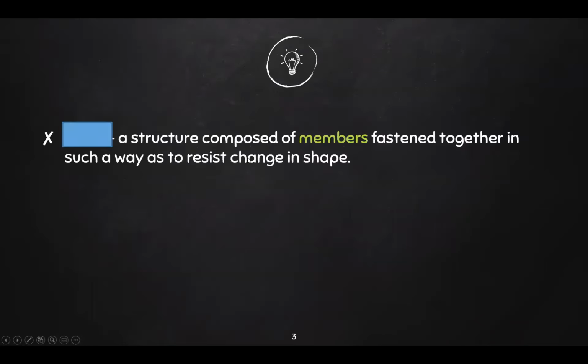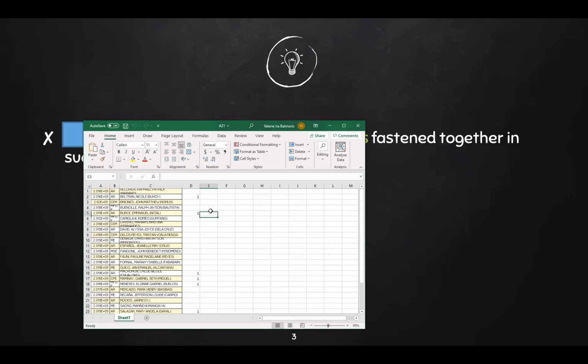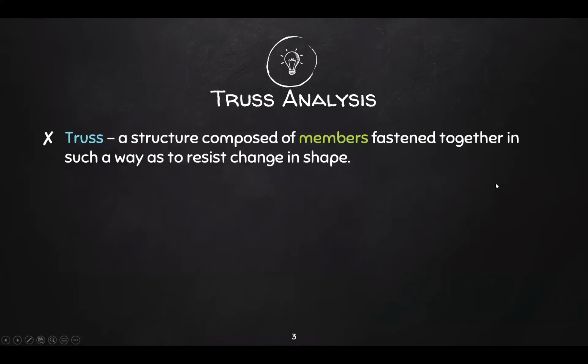A structure composed of members joined together in such a way as to resist change in shape. What is that structure? The answer there is truss. So remember, in method of joints and method of sections, what we work on is a truss.